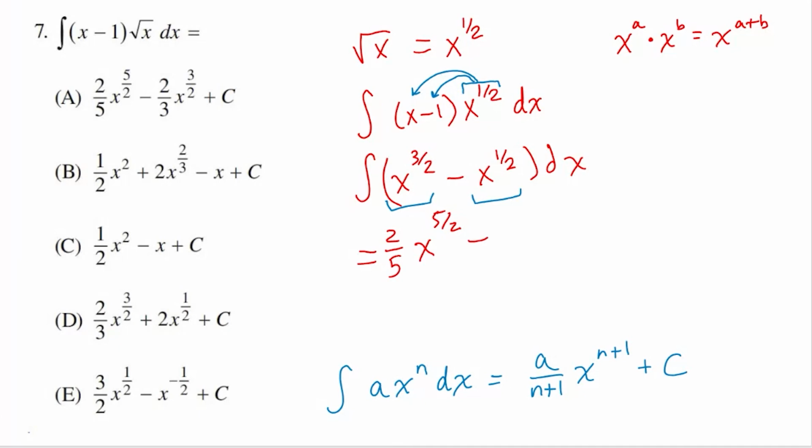Minus, if I add 1 to 1/2, I get 3/2. And then I need to divide 1 by 3/2, which is the same thing as multiplying by 2/3. Of course, I need that plus c anytime you find an indefinite integral. And so there you go. Our answer is A.